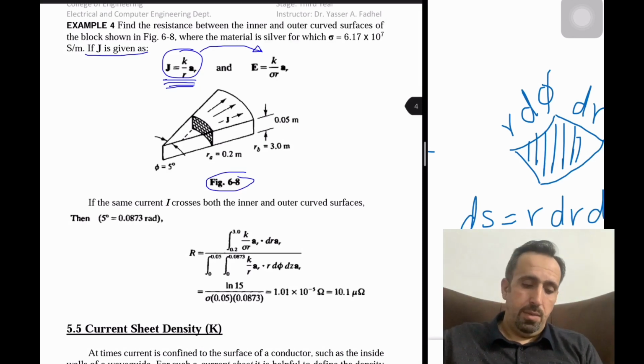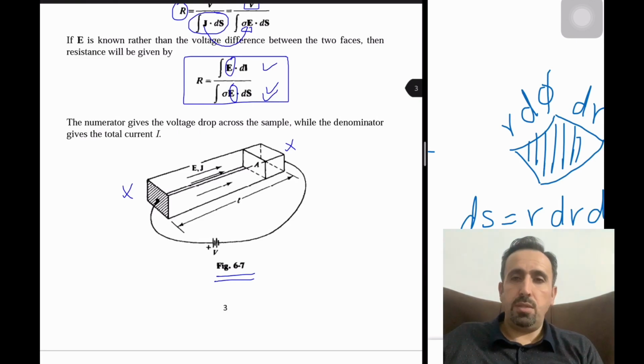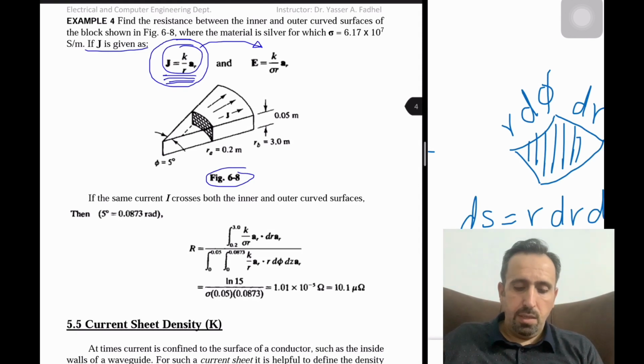We are on the way to apply the last formula we were talking about on the previous page, which depends only on the electric field. So even if the electric field is not given to you, but you are given J, the current density, the current density can be used to find the electric field, then the electric field will be applied to find whatever is required from you.